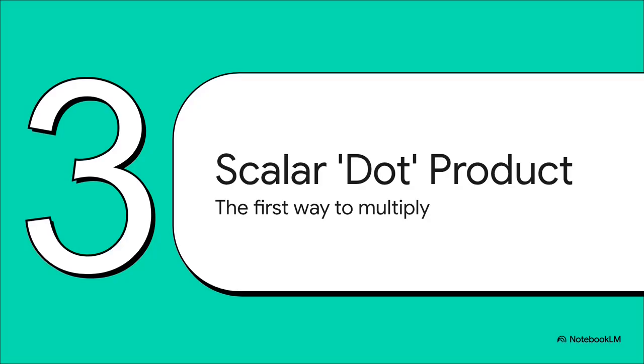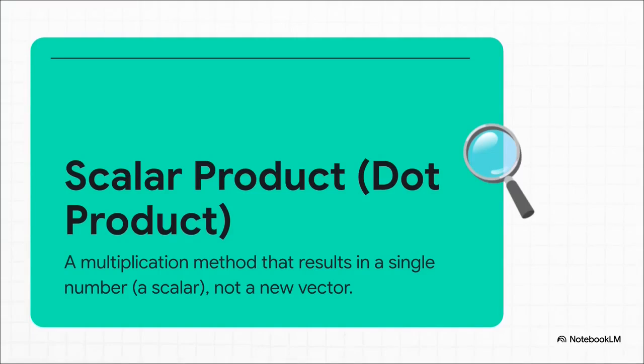All right, now we know what we're working with. Let's get into the first way we can multiply this vector. It's called the scalar product, but you'll probably hear it called the dot product most of the time. And the most important clue here is in the name itself, scalar. A scalar is just a number, a plain old number with no direction attached. So when you do a dot product, you're not getting another arrow. You're just getting one single value.